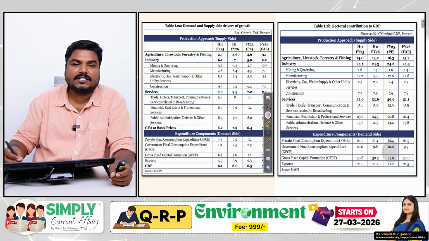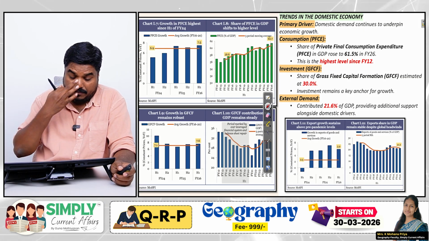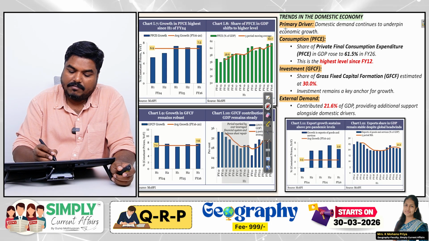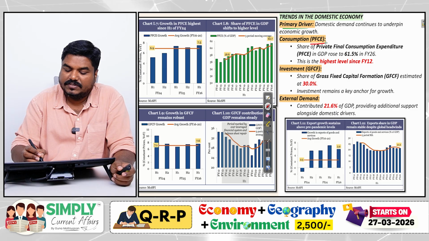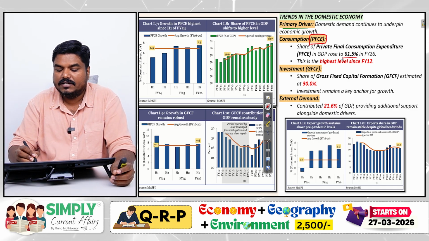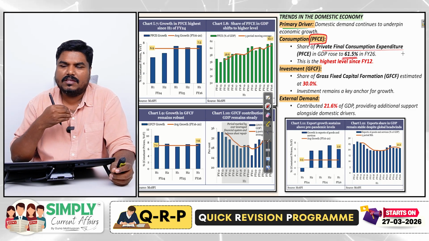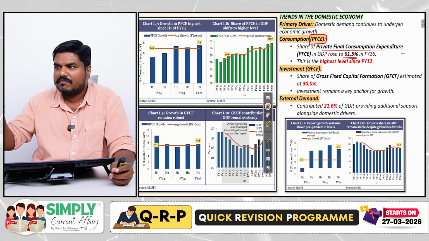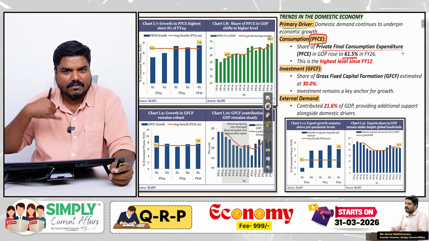But just know which sector is contributing the most. Okay, so the primary driver, as I was mentioning, is the PFCE. Of all the demand, more than 60% is coming from private final consumption expenditure. What does it mean? You and me, we go to shop, we consume, we buy biryani, we buy computers, we buy automobiles, we buy cell phones.